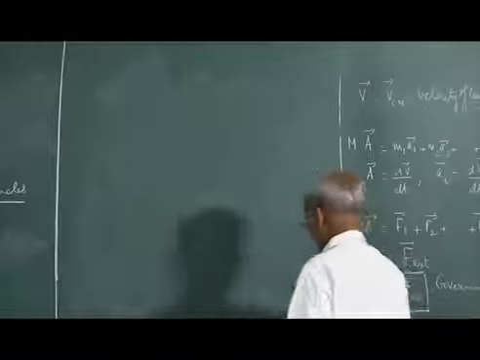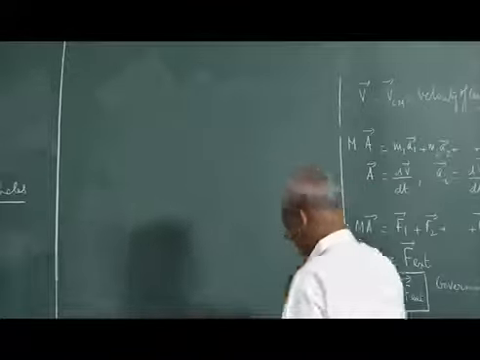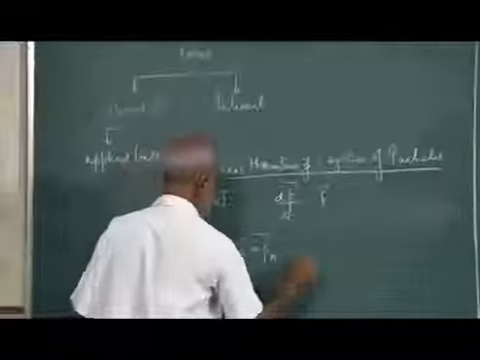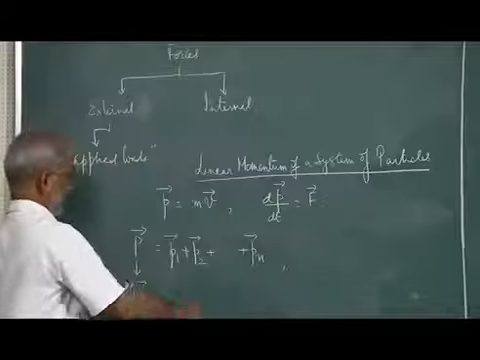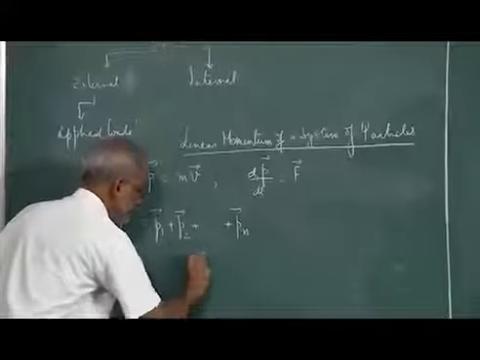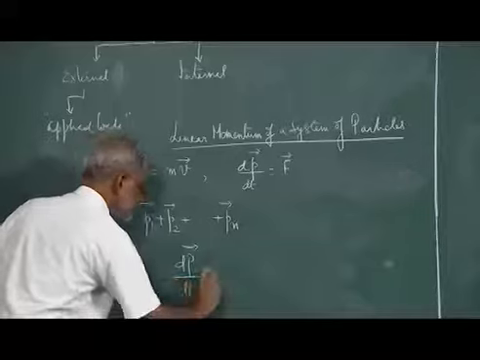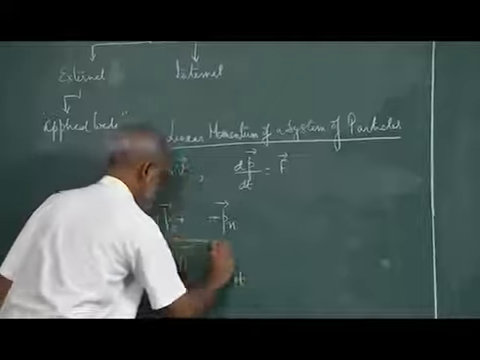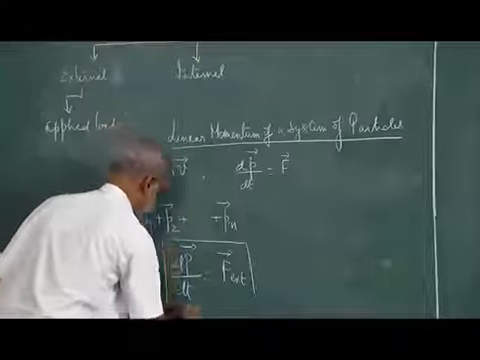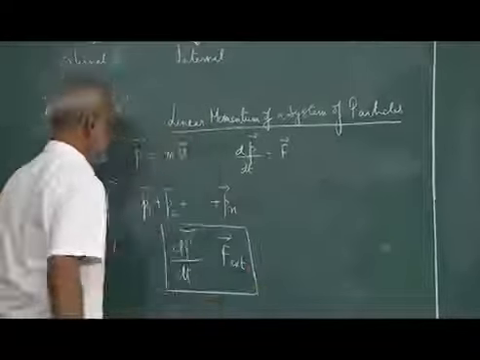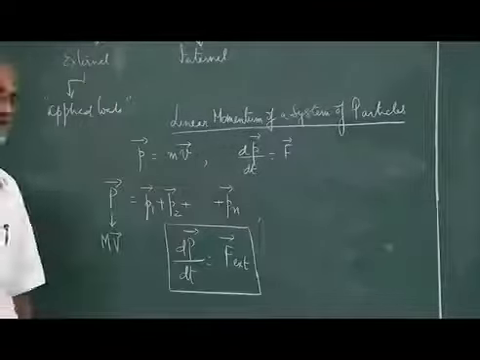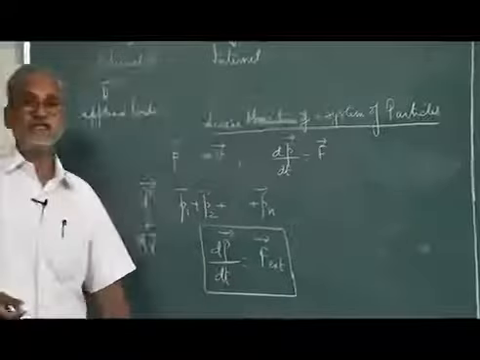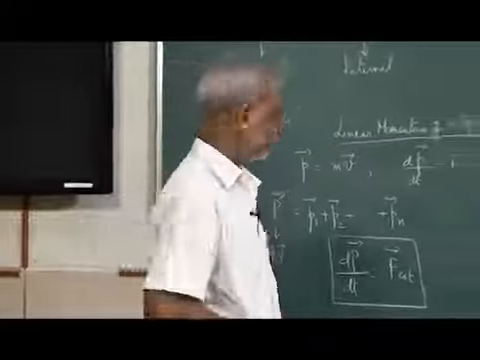If there are no external forces. So, from this equation I can get dP by dt equal to F external. This is the so called equation of motion for the center of mass. Now, we can get very relevant and useful information from this.